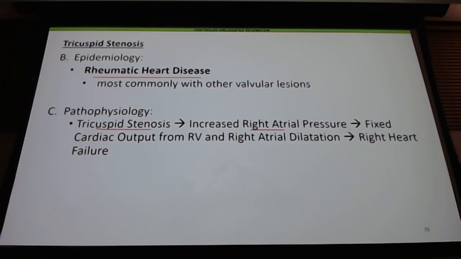And unfortunately, that increase in pressure, increase in volume of the right atria is going to then translate to the peripheral venous system. So you're going to have all those right heart failure symptoms of jugular venous distension and peripheral edema.